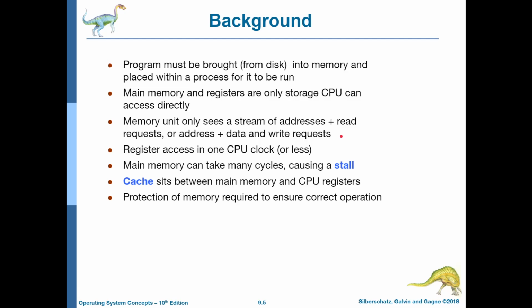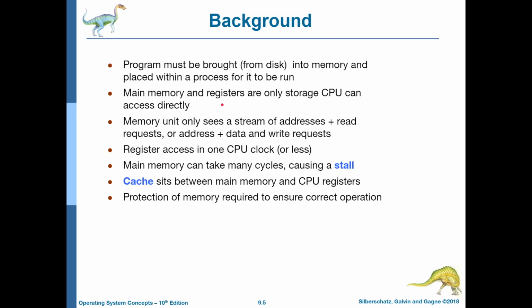Other devices, such as hard drives or network devices, are not directly addressable. They require special instructions in order to access the data from those media. So, because the CPU can only address main memory or registers, a program must come from a storage medium and be put into main memory before the CPU can access that program.